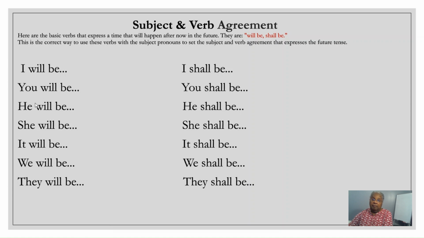You will be. He will be. She will be. It will be. We will be. They will be.